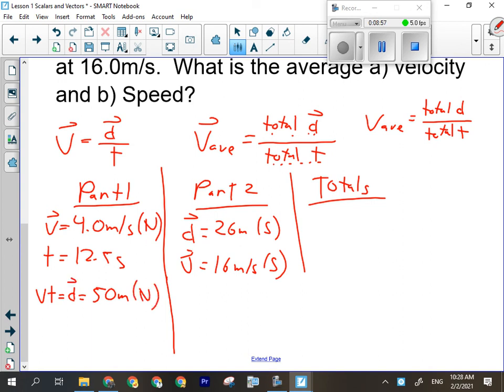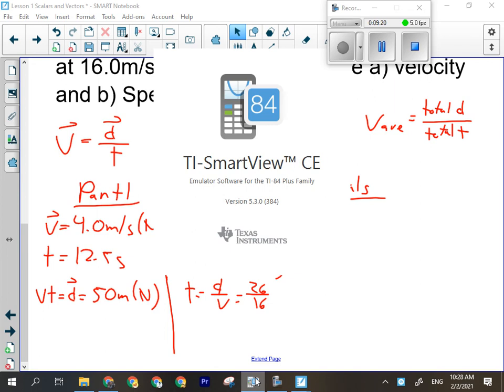So now I know my displacement in part 1 and in part 2. I don't know the time in part 2, but I can find it by manipulating V equals D over T. I'm going to bring T over here and then divide V back over. So T will equal D over V. That'll be 26 over 16. That one I can't do in my head. 1.625. 1.625? Okay.